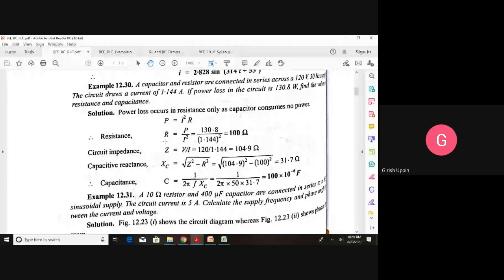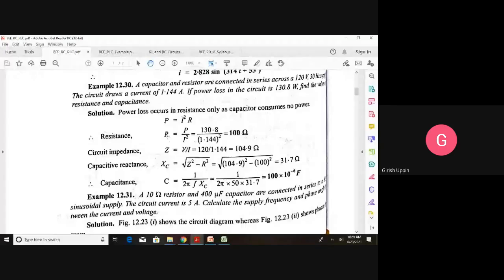So we can calculate Z because the RMS value of the voltage is given and the RMS value of the current is given. Therefore, the equation V is equal to I into Z. We can write Z is equal to V by I. V is 120, I is 1.144 amperes. We get the circuit impedance as 104.9 ohms.